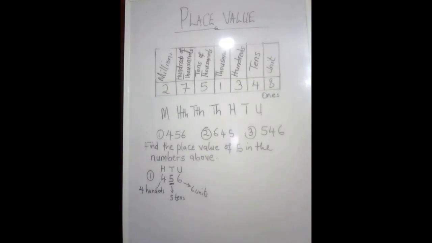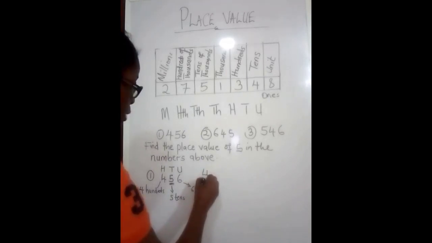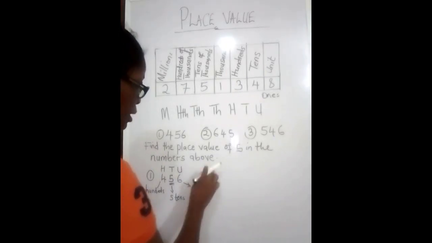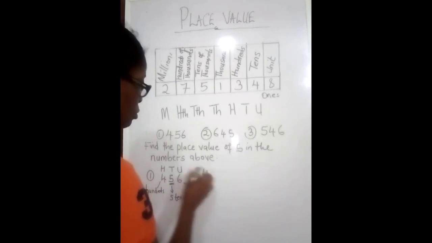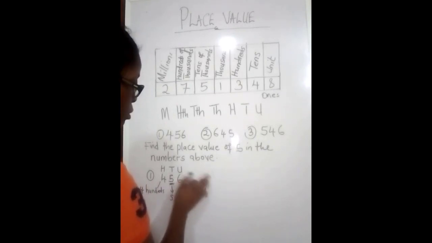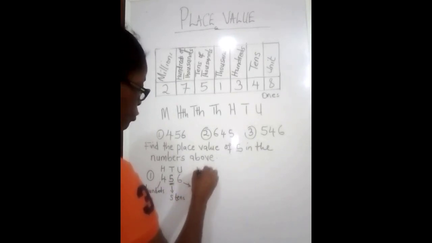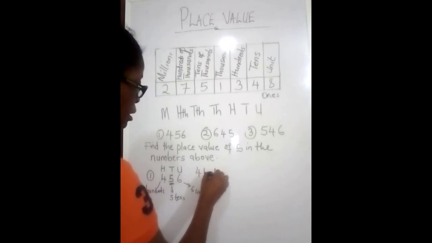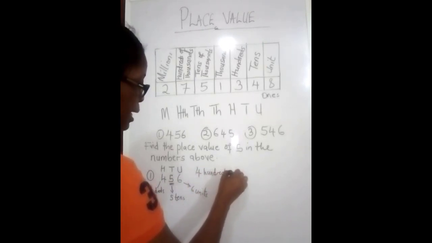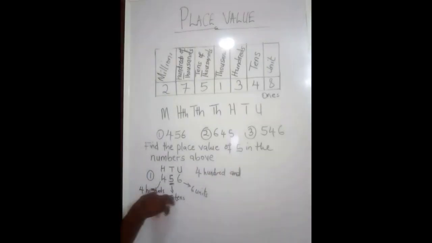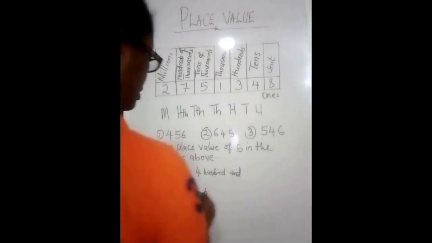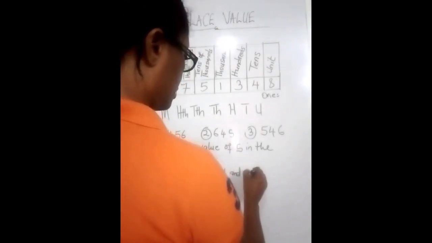So what does that give us? It gives us 400 and, maybe we should write that out. 400 and, now if you have 5 tens, what does it mean? It means 50.